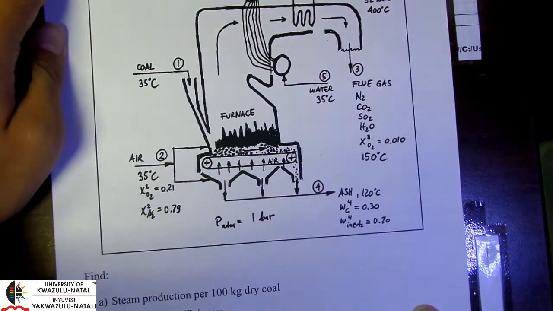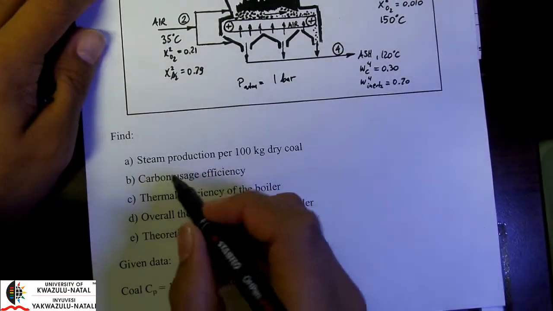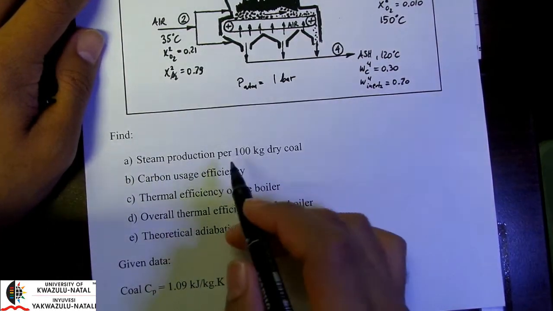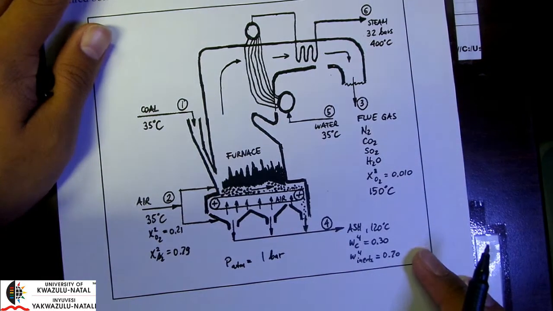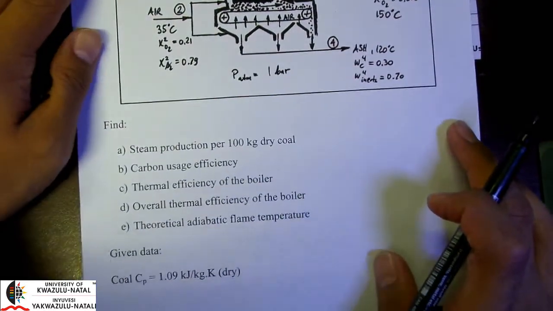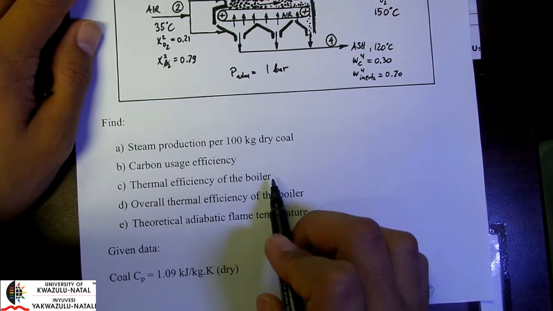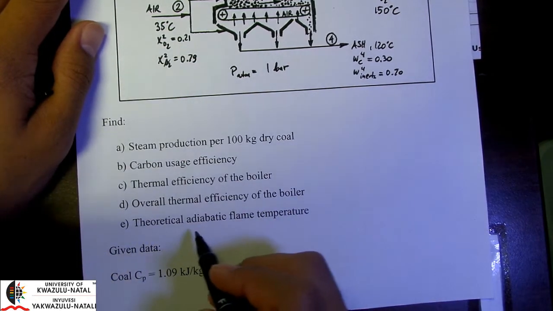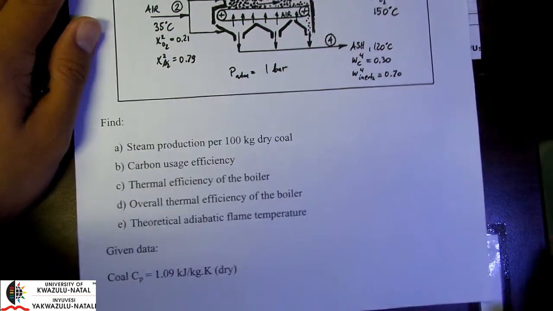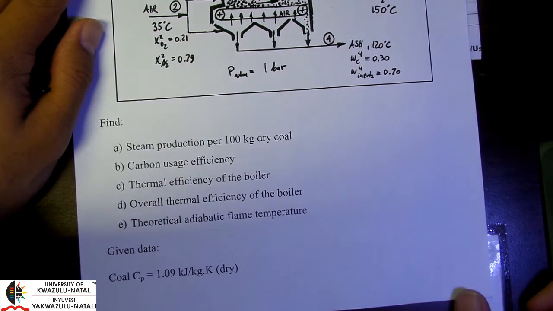Okay, and this example requires a few things of us. We need to find the steam production per 100 kgs of dry coal. So if we input 100 kgs per hour of coal, what is the steam production? We also need to find the carbon usage efficiency, the thermal efficiency of the boiler, the overall thermal efficiency of the boiler, and the theoretical adiabatic flame temperature. And we'll go through these terms as we go along, as we answer this example.